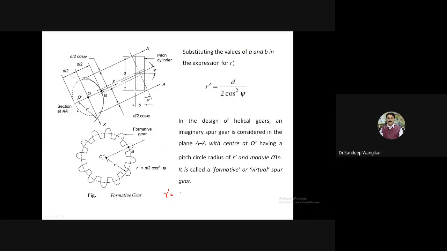d square divided by 4 cos square psi divided by d by 2. Here one d will remain. So what you will get ultimately? You will get r is equal to d divided by 2 cos square psi.